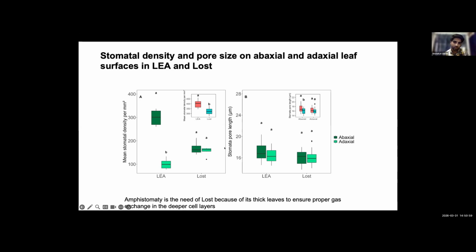This amphistomy, that's the similar number of stomata on the two surfaces in the wild species, is the need of this plant genotype because of thick leaves that I'll be talking about later. Because if a plant has thicker leaves, the CO2 has to go to the deeper cell layers of the leaf.